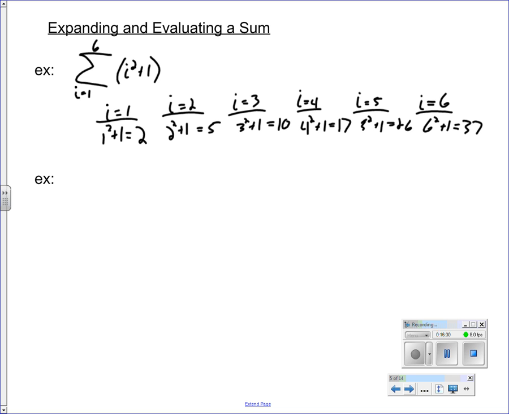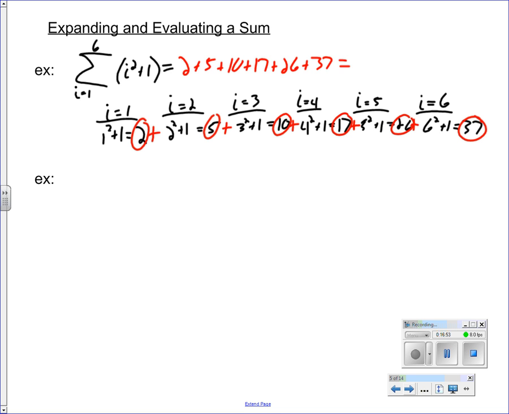Now what the summation notation is telling us to do is add all these terms together. So we're going to add 2, 5, 10, 17, 26, 37. So 2 and 5 is 7, and 10 is 17, 17 is 34, and 26 would make 60, and 37 would make 97.